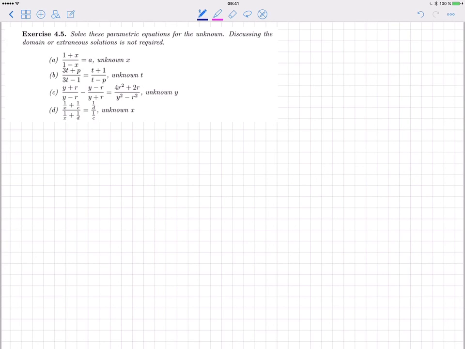In this exercise, we have a few fractional equations with parameters, but we are only asked to solve them naively, so not discussing special cases, extraneous solutions, all of that. So we just try to isolate the unknown on the left-hand side, and the solution will then be a single expression on the right-hand side.